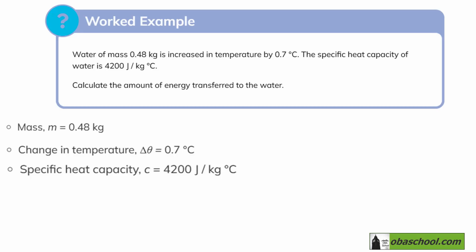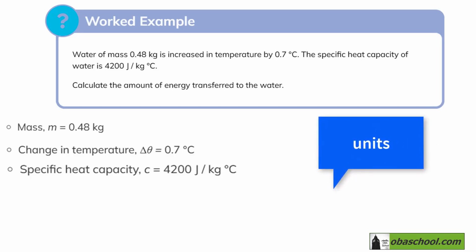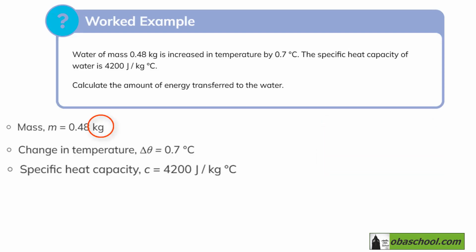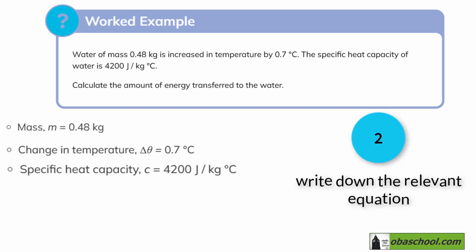Pay attention to the units. The unit of mass is in kilograms. The unit of change in temperature is in degrees Celsius, and the unit of specific heat capacity is in joules per kilogram degrees Celsius. Now the second step is to write down the relevant equation.